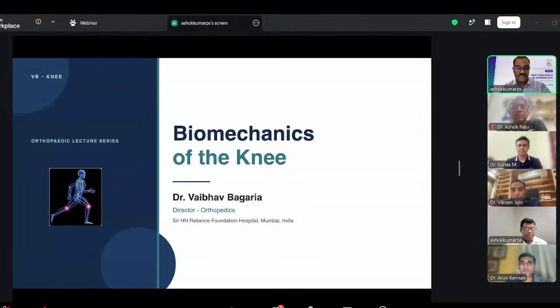And Ashok Raju, Pachori sir, other colleagues will be joining now, Arun Khanna and everybody. So this is basically for the MS and DNB students and fellows across the country. We need young surgeons like you to highlight on the principles and the basics. So we'll start over to Vaibhav. You can go ahead with the biomechanics of knee.